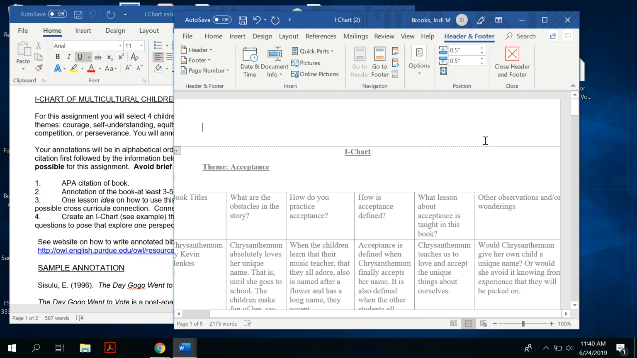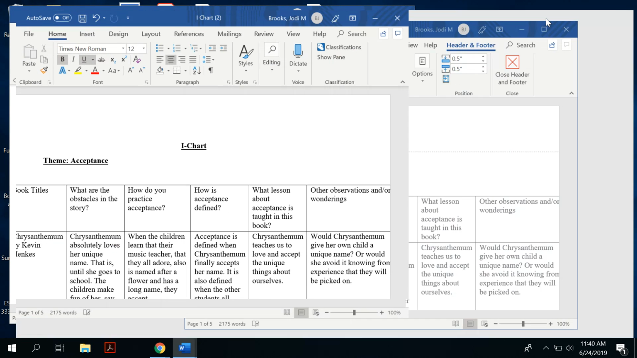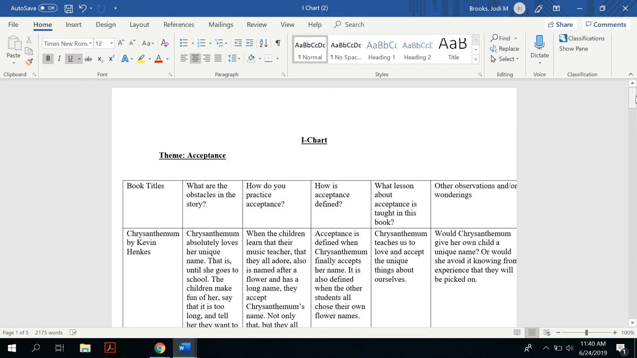Here is what a former student's eye chart looks like. And I'll show you this from the beginning. So the theme that this student picked was acceptance.